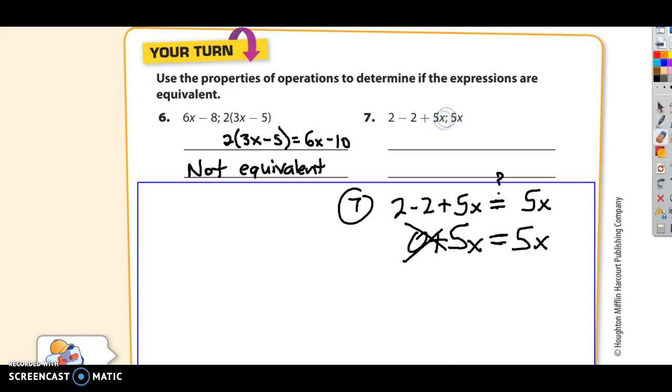What work am I going to show here? I'm going to show this work right here. I'm going to do 2 minus 2 plus 5x is equal to 5x. Because 2 minus 2 is 0, and 0 plus 5x is just 5x. So I'm going to write equivalent here. That's all I need to do. Let's write equivalent.